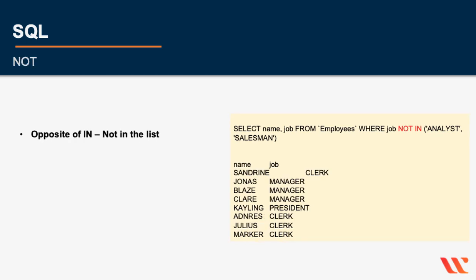The NOT is the opposite, so you can do NOT IN, and it's a similar thing. You can say SELECT name, job FROM employees WHERE job NOT IN the list. So you'll get everything else except those two.